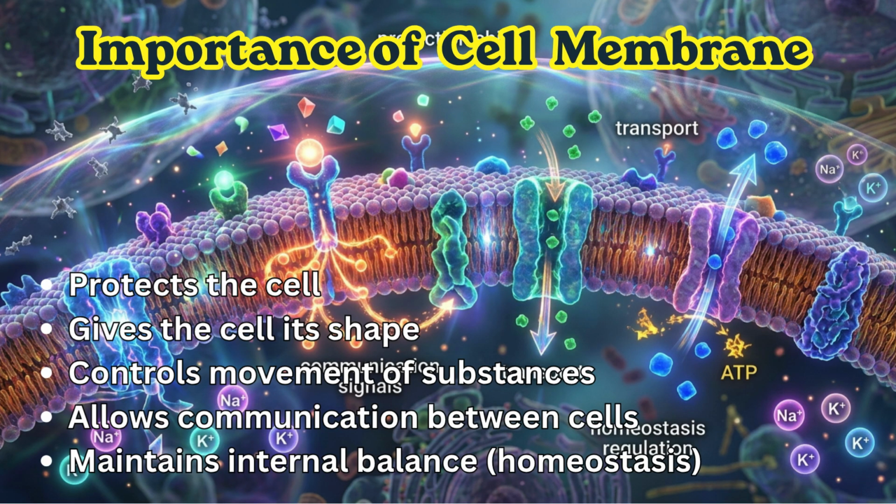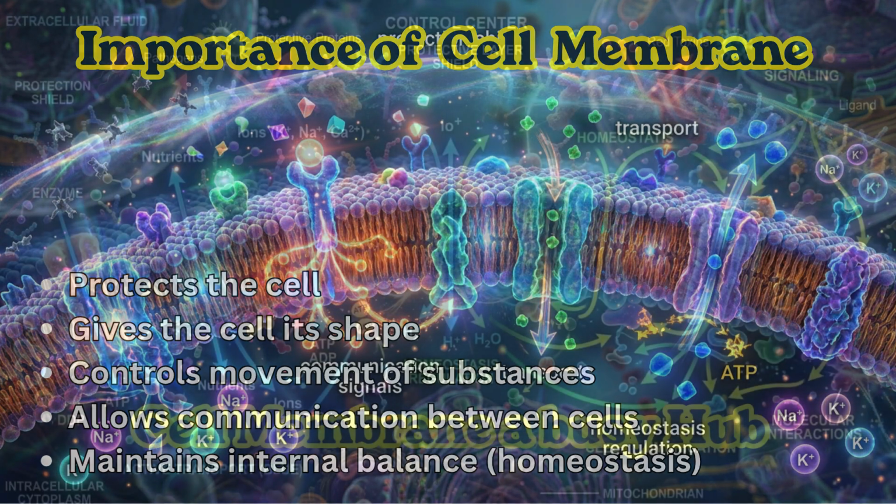Importance of cell membrane. The cell membrane performs several vital functions. Number 1, it protects the cell. Number 2, gives the cell its shape. Number 3, controls movement of substances. Number 4, allows communication between the cells. And number 5, maintains internal balance, that is homeostasis, in the cell.